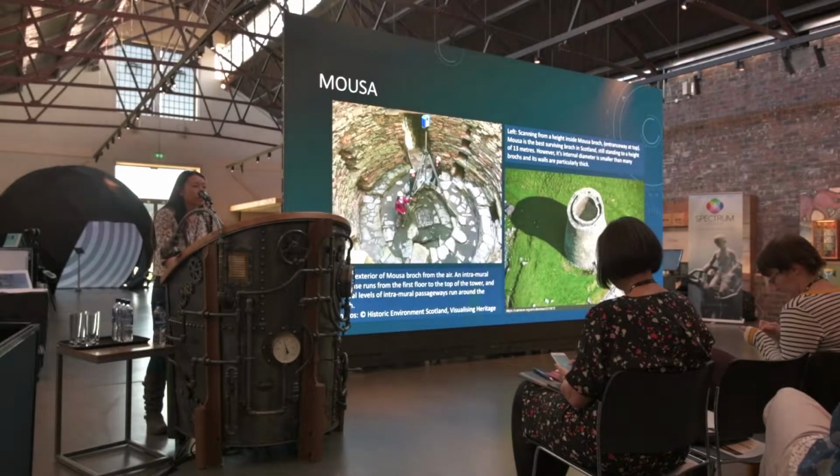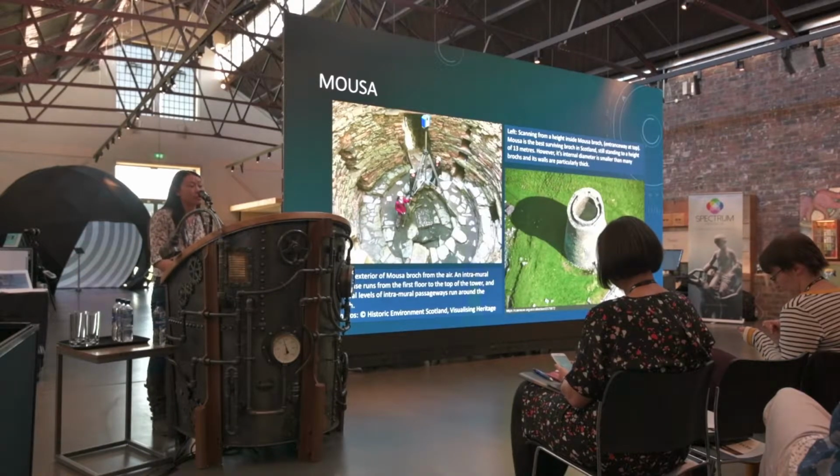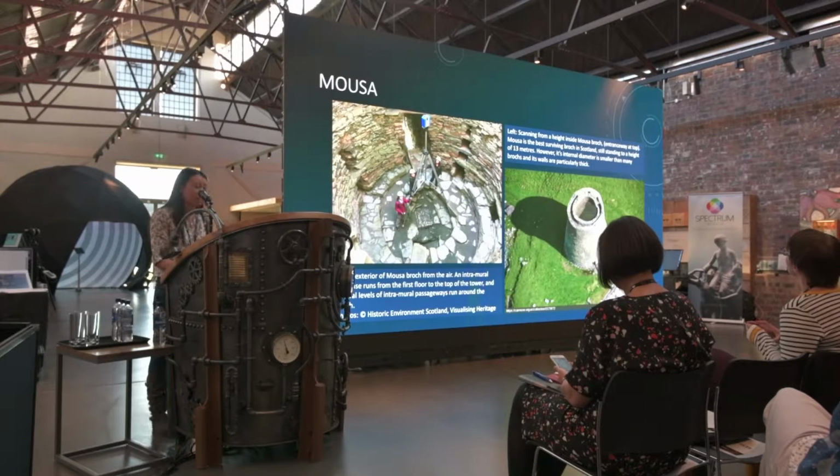So the 3 sites I'm looking at: Mousa, you've already heard about this one from the previous presentation. It's the best preserved Broch site in Scotland, arguably one of the most famous as well. Its key features are the double walls that were mentioned previously, and also, as it's fully intact, you can enter the interior and go all the way up to the tops of the walls.